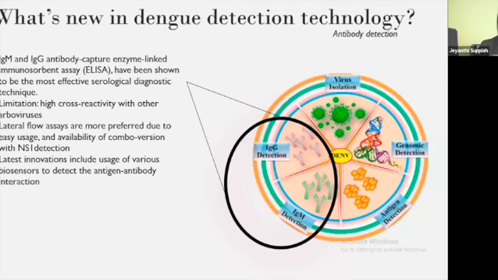So lateral flow assays are more preferred due to early usage and availability of a combo version with NS1 detection. We do have some recent advances in this area, such as, again, the use of biosensors to detect antigen-antibody. However, the feasibility of such innovation in the laboratory setting as a POCT is still not evident. So a lot of research or validation still needs to be done for these technologies because they have not been commercialized yet.